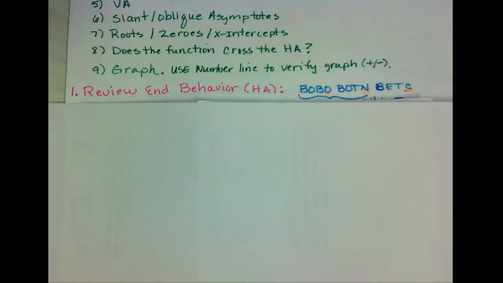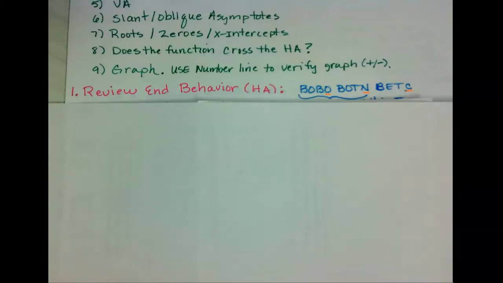So I always ask students, do you know what BOBO, BOTN, and EATSDC is? And then most of my students say, well, we learned it, but we don't know what to use it for. That tells me that you didn't learn the why. If you understand why it works, then the memory device is helpful. But if you don't understand what's going on, then it can be a bit of a challenge. So what these behaviors are doing is determining end behavior, determining what's going on out there. And we're using the horizontal asymptote to help us do that.